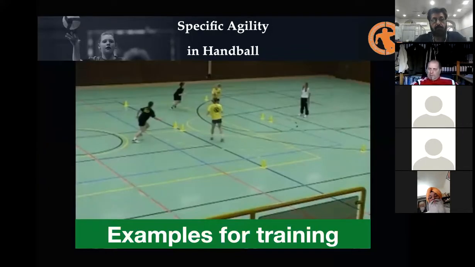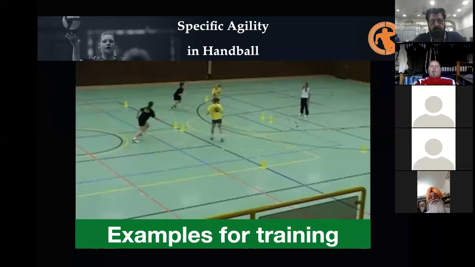Hopefully it's going now. So in this situation, we have 2 teams, black team and yellow team, playing against each other. Both teams start with 1 black and 1 yellow in a square of cones on that side and a square of cones on the other side.